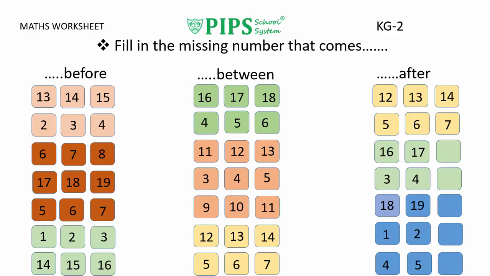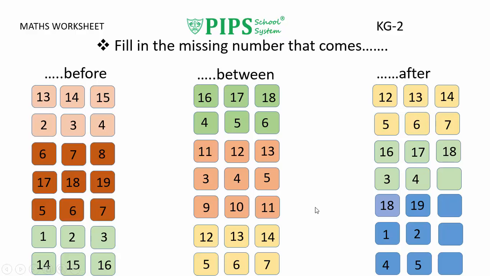Let us find the number which comes after 17. Start counting from 11. 11, 12, 13, 14, 15, 16, 17, 18. 18 comes after 17. So we will write the number 18 in the empty box like this. Now students, read with me. 16, 17, 18.